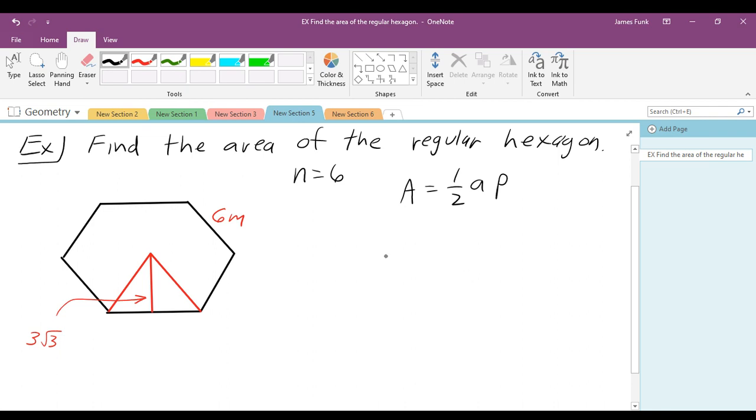So the area is 1/2, that comes from the formula, times the apothem. Well, notice they're giving you that apothem, 3 times the square root of 3, times the perimeter. Well, the perimeter, each side is 6, and remember, that's a regular polygon, so there's 6 of those. So the perimeter here is just going to be 6 times 6. It's 36. So the perimeter of that regular hexagon is 36. Okay, so we're going to put that in for the perimeter.